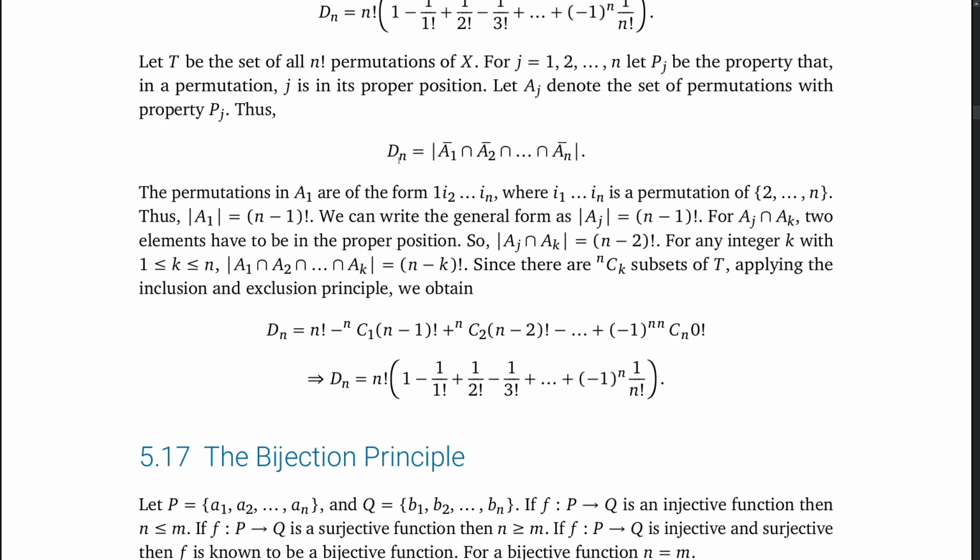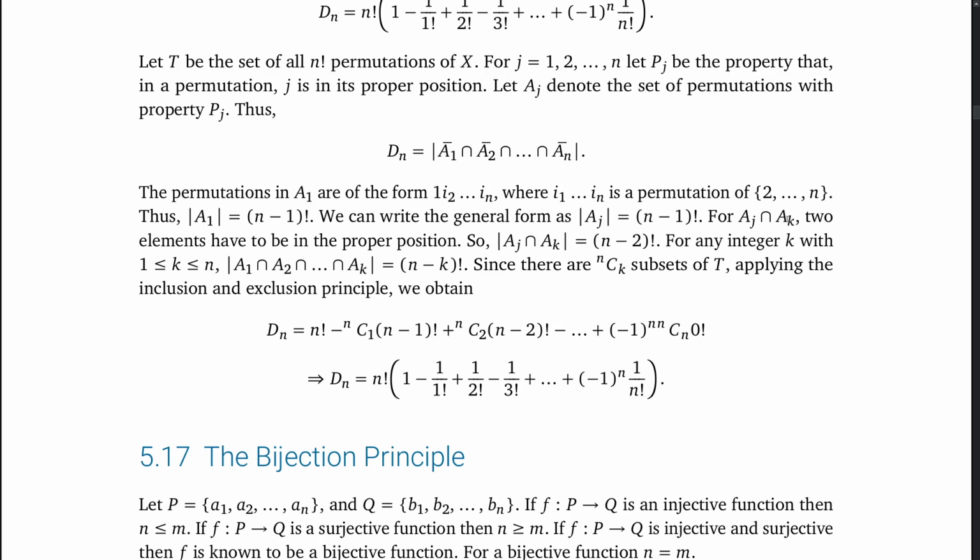Thus, Dn will be equal to the size of A1 complement intersection A2 complement through An complement. The permutations in A1 are of the form 1, i2 through in, where i2 through in is a permutation of 2 through n. So 1 is at its proper location. Thus, the size of A1 is (n-1) factorial. We can write the general form as size of Aj is equal to (n-1) factorial.